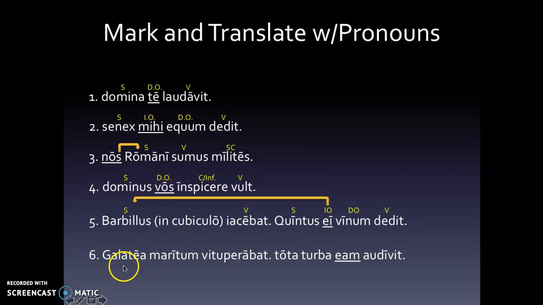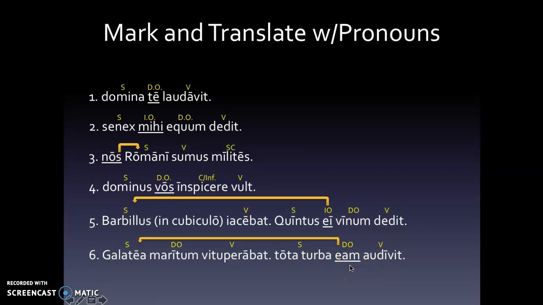All right, eam is our pronoun. Nominative, subject, accusative, direct object, verb, tota turba, that's our subject, accusative direct object, verb. So eam is referring all the way back to Galatia. So Galatia was cursing her husband. The whole crowd heard her.